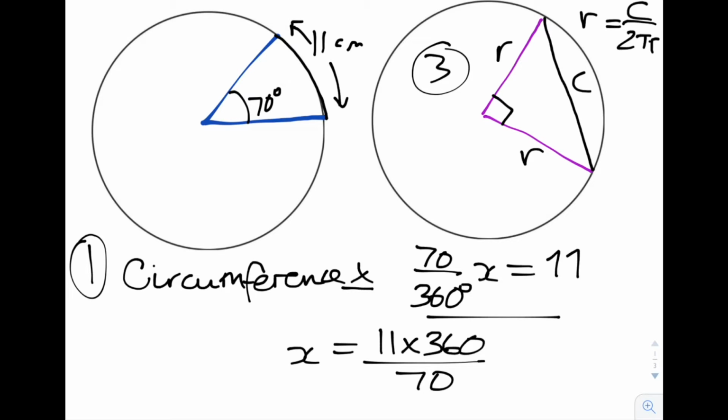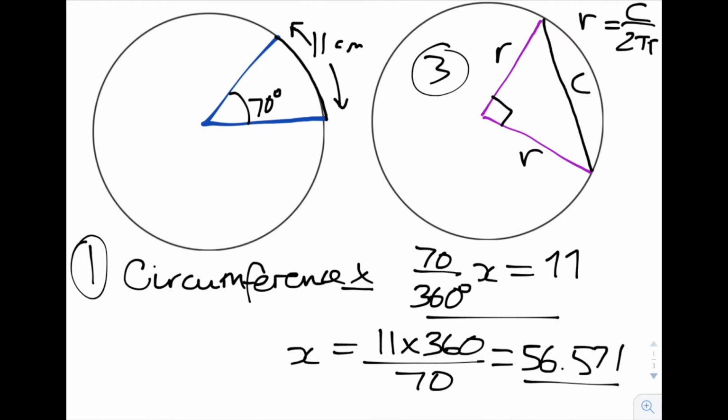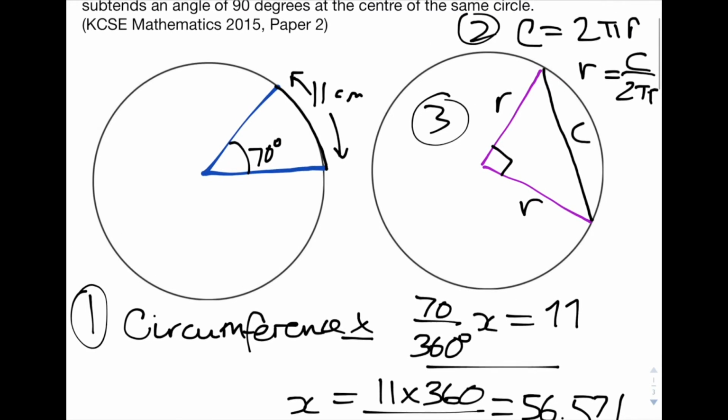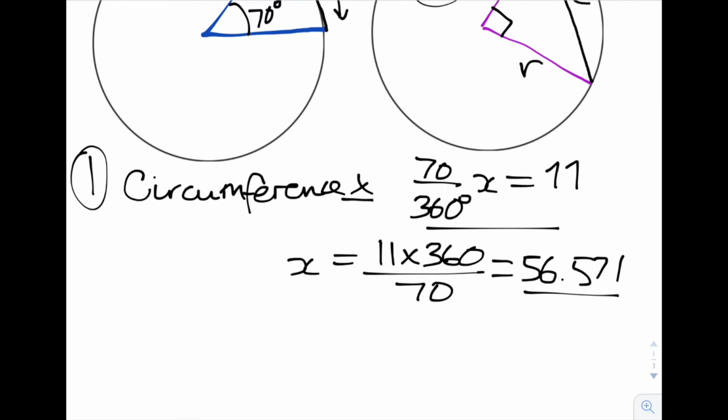As this is a paper where you're allowed your calculator, let's just simply put this into the calculator. When we do that, we get 56.571. Instead of working in this form, I'm probably just going to use 11 multiplied by 360 divided by 70, and put that whole term into the formula for the circumference to find the radius. So let's do that. So r is equal to c divided by 2 pi, and in this case c is the x that we calculated here.